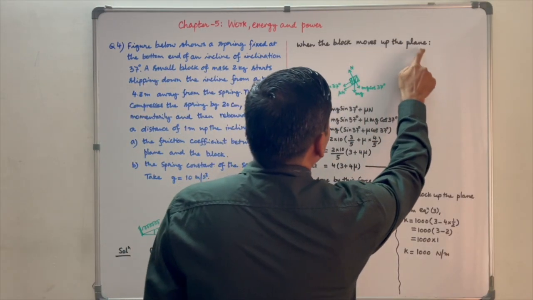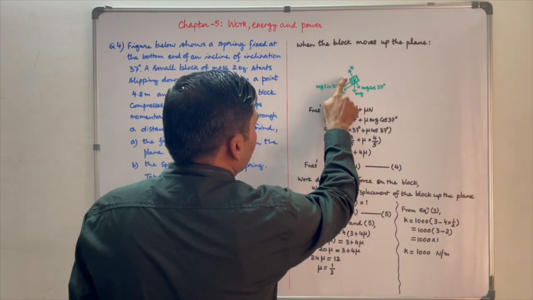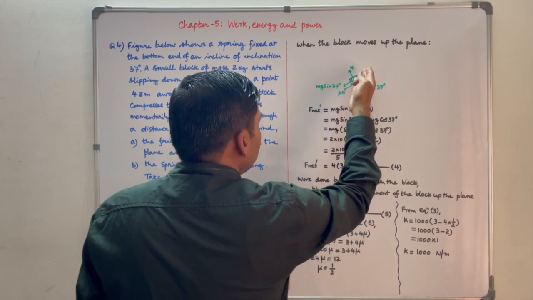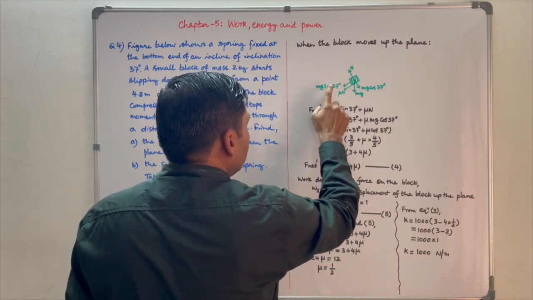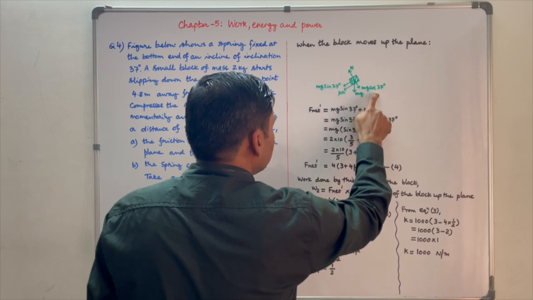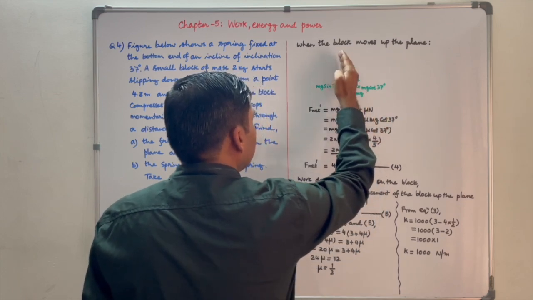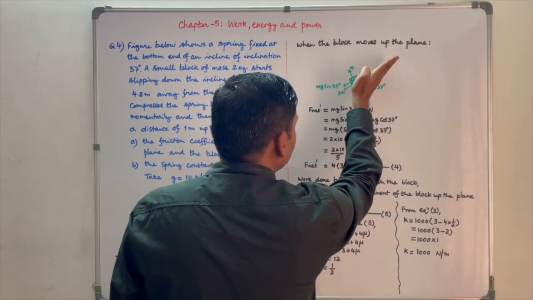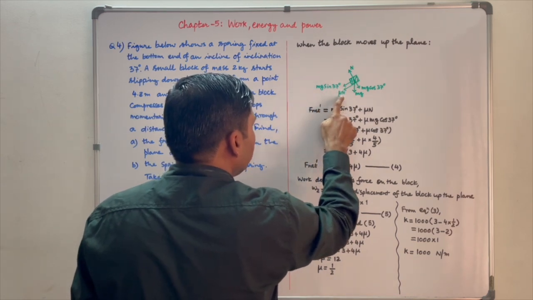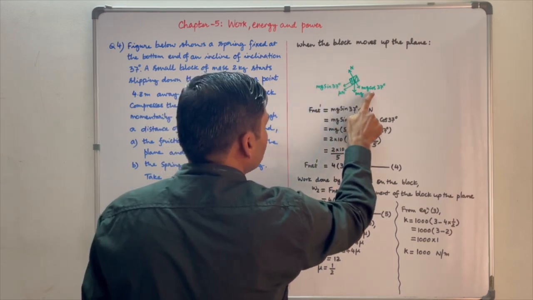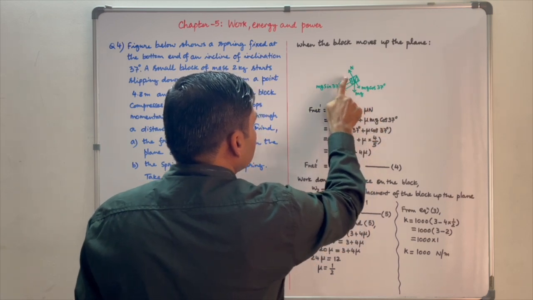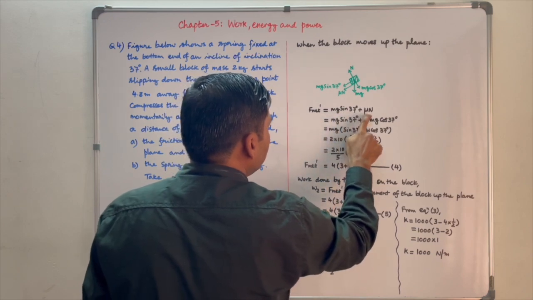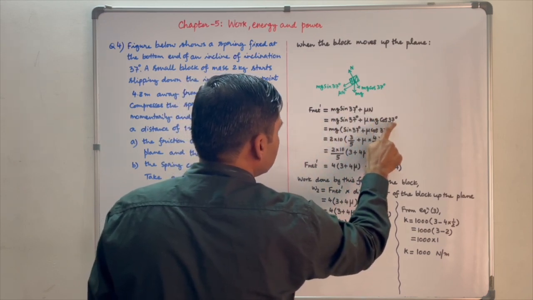When the block moves up the plane, this is the FBD of the block. mg is its weight that works vertically downwards. Its component along the plane is mg sine 37 and perpendicular to the plane is mg cos 37. N is the normal reaction applied by the plane. Since the block is moving up the plane, the friction force on it will work down the plane and it is given by mu N, where N is equal to mg cos 37. So the net force on the block will be downwards and it is given by mg sine 37 plus mu N, where N is equal to mg cos 37.